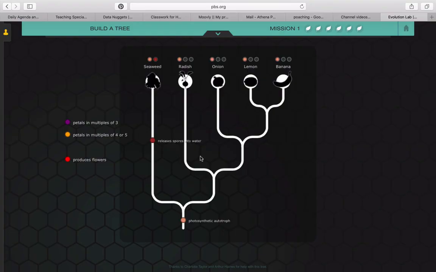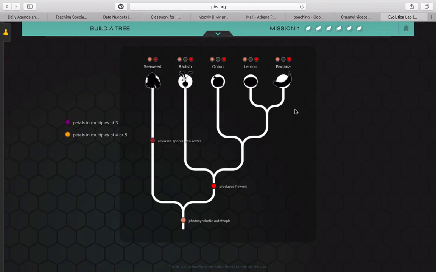From right here at this point, what do all of these have in common? I'm going to say that they all produce flowers. See if that is correct. So far so good. And then petals of 3 and petals of 4 or 5.